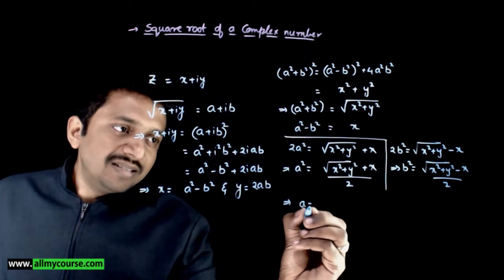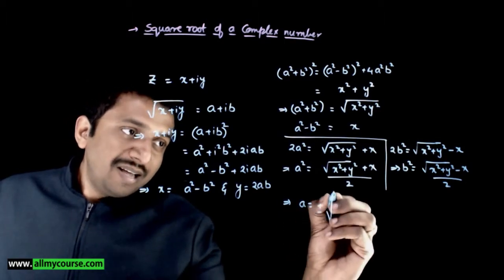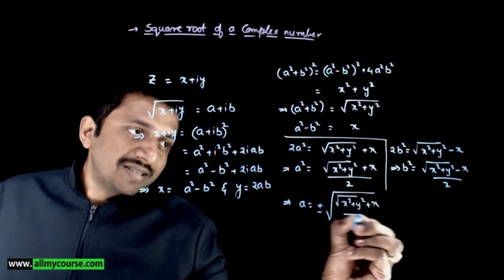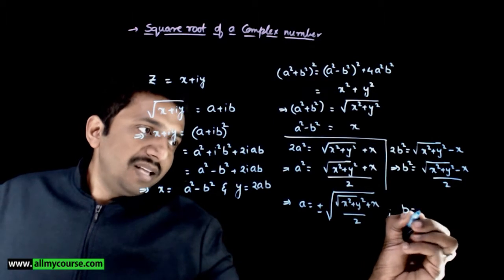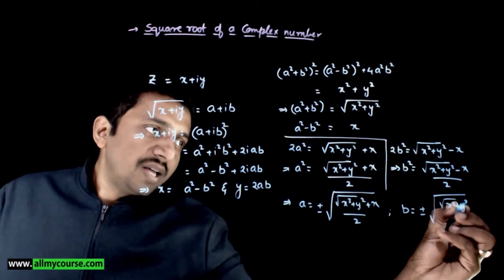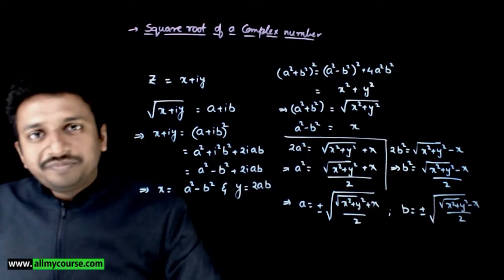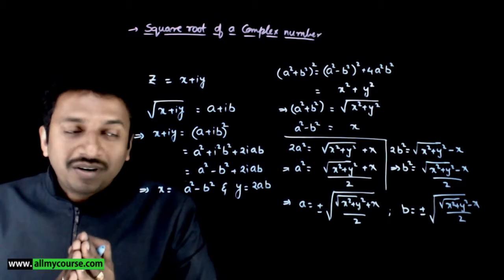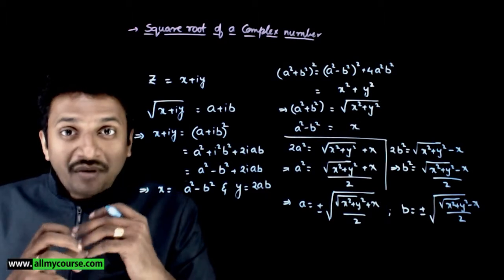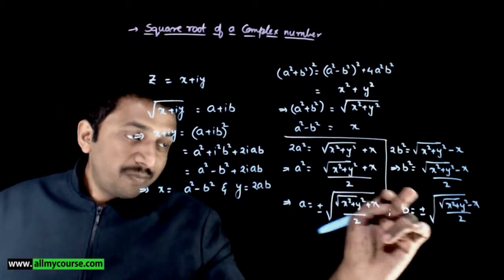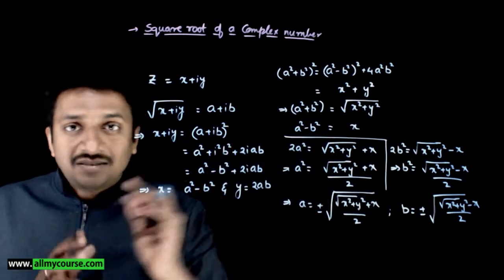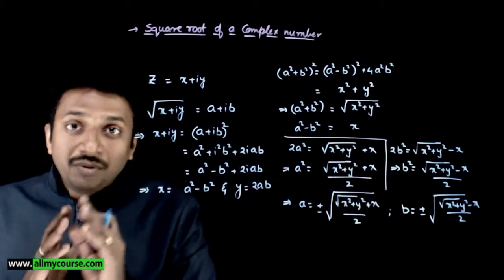So a is equal to plus or minus of a big square root of x square plus y square plus x by 2, and b is equal to plus or minus of a big square root of x square plus y square minus x by 2. Now you got two values for a and two values for b. So effectively for a and b, you have got 4 different values. That is, plus plus gives you one answer, plus minus gives you another answer, minus plus gives you an answer, minus minus gives you another answer.